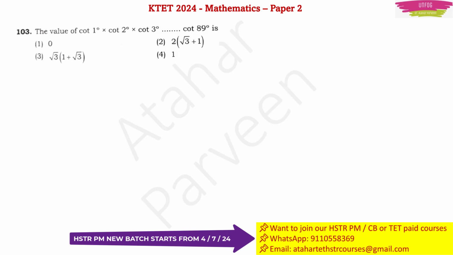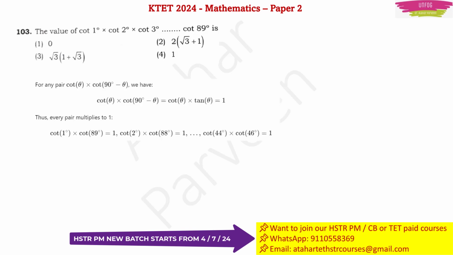Next question. The value of cot 1 degree into cot 2 degree into cot 3 degree till cot 89 degree is... So here, for any pair where you talk about cot theta and cot 90 minus theta, if you multiply it, you will get 1, because cot 90 minus theta is nothing but tan theta, and cot theta is the reciprocal of tan theta. So tan thetas will get cancelled, and it is very simple that cot theta into tan theta is equal to 1. Now this thing you have to apply to the given problem.